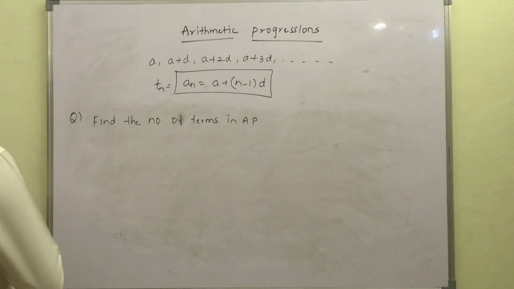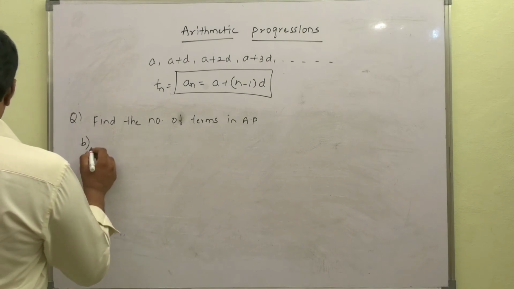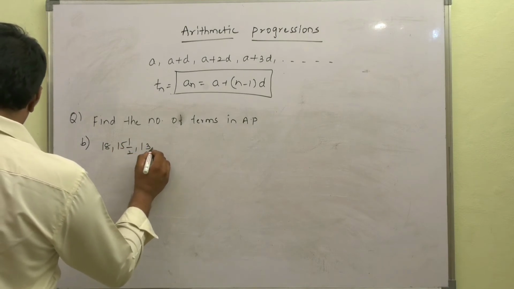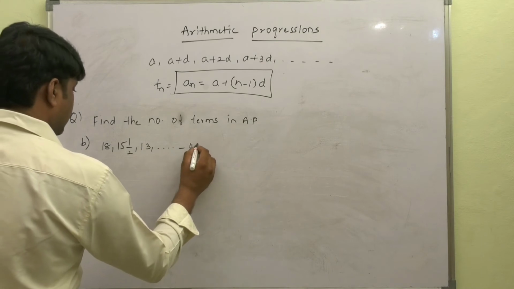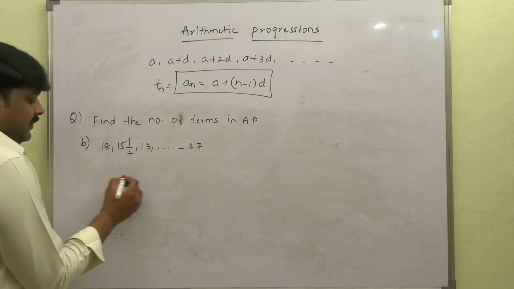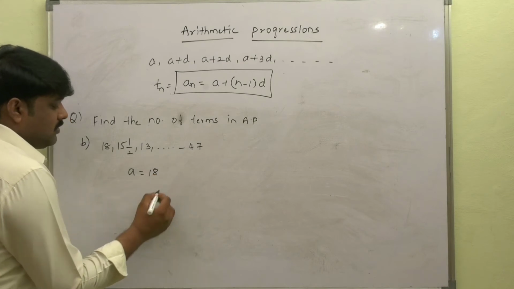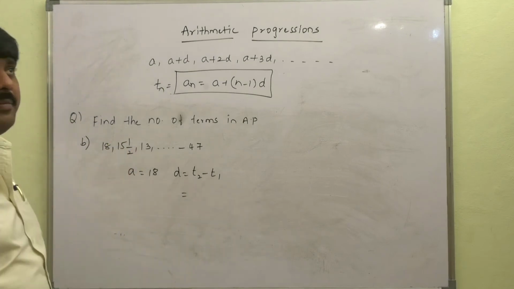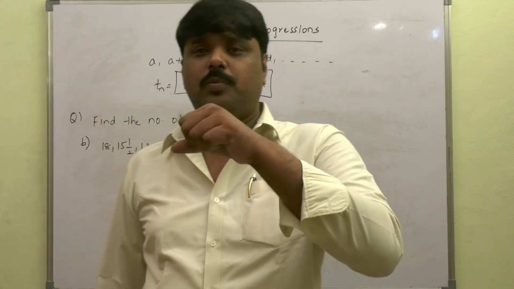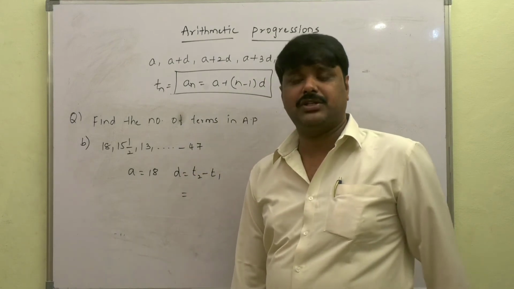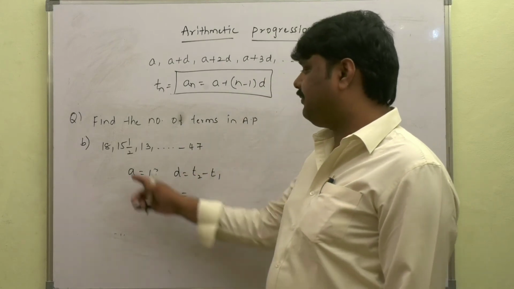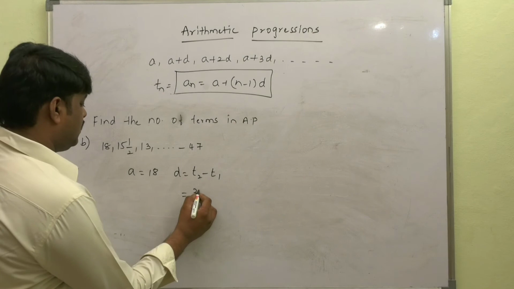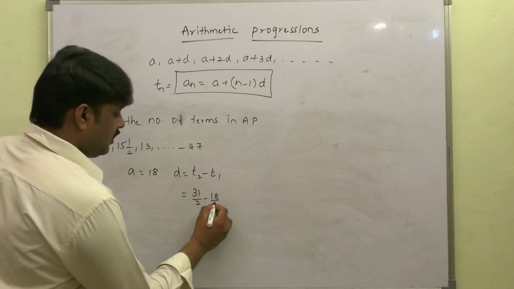ఓకే, let us take the similar numerical, that is 18, 15 1 by 2, 13 and so on, minus 47. So again A equals to 18, D equals to T2 minus T1. 15 1 by 2, let us convert that mixed fraction into improper fraction. అంటే 15 1 by 2 అంటే 15 2s are 30 plus 1, 31 by 2 అంతే కదా. 31 by 2 minus 18, 18 by 1.